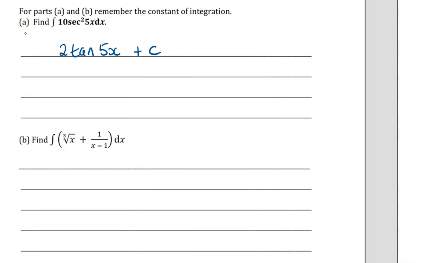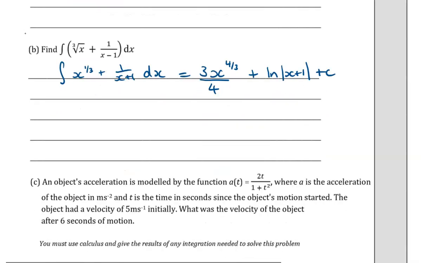Part B, we've got another fairly straightforward integration. I'm just going to rewrite that as a fractional power first to make this easier to see. So x to the third, we increase the power by 1, that gives us x to the 4 over 3, divide by the new power, so that is 3 over 4. And if we integrate 1 over x plus 1, that is the natural log of x plus 1, like this, and the derivative of the inside of that bracket was just 1 from the x plus 1, so we don't need to do anything else there.